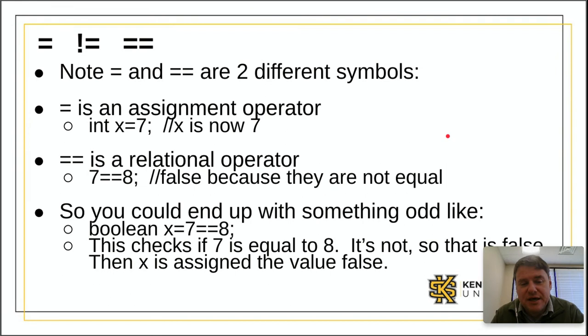So as I mentioned, this is a very important detail. Equals is for assignments. We've seen this before. Int x equals 7 is assigning the value 7 to x. It's not comparing x to 7 or anything else. It's just setting x equal to 7. Equals equals is for testing if two things are equal. So 7 equals equals 8 is false because 7 is not equal to 8.